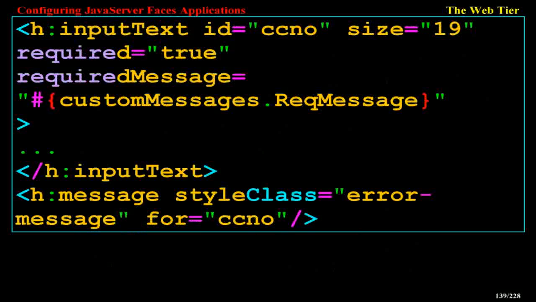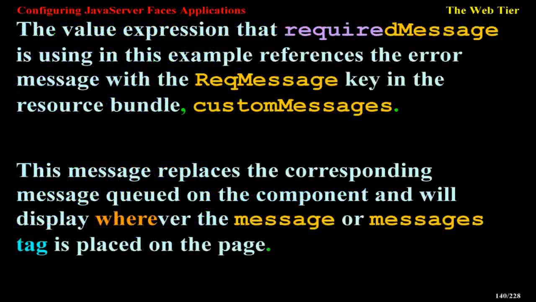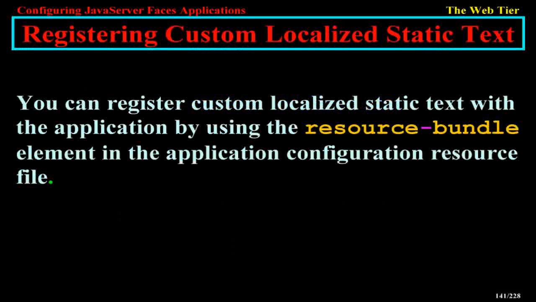message. <h:inputText id="ccno" size="19" required="true" requiredMessage="#{customMessages.reqMessage}"/> <h:message styleClass="error-message" for="ccno"/>. The value expression that requiredMessage is using in this example references the error message with the reqMessage key in the resource bundle customMessages. This message replaces the corresponding message queued on the component and will display wherever the message or messages tag is placed on the page. Registering custom localized static text.